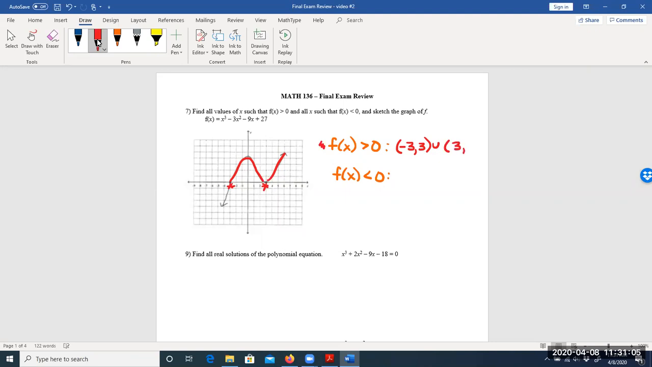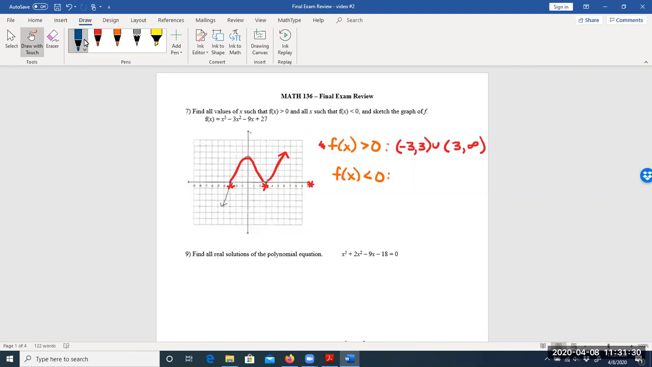Also from 3 to infinity, because the graph is going to be again above the x-axis from 3 and on. We've got an arrow here. So I say from 3 to infinity. Again, I do need to split this up into 2 intervals because when x is 3, f of x is equal to 0, not greater than 0.